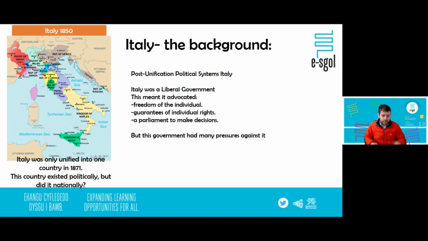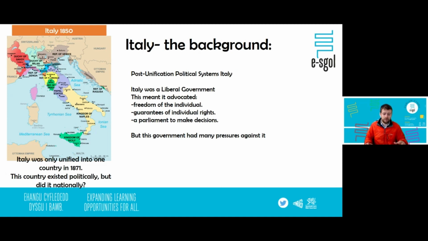Now, in this new Italy in 1871, what we call a liberal government was set up. To be a liberal government means that it advocates for the freedom of the individual, it guarantees individual rights, and it relies on an elected parliament to make decisions. Their definition of how many people vote in those elections changes, as we'll see, another problem that will face liberal Italy. But those are the key things that make it a liberal government, as opposed to, say, Mussolini's fascist regime, where there wouldn't be freedom of the individual, there wouldn't be a guarantee of individual rights, and there isn't a parliament to make those decisions.